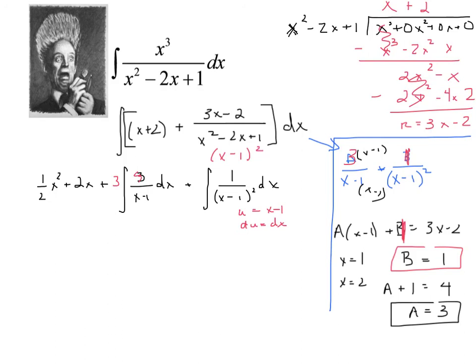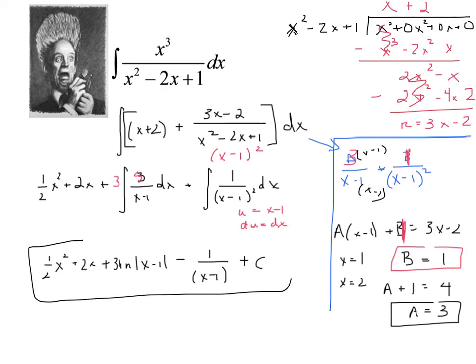So let's go through here. 1/2 x squared plus 2x plus 3 natural log of x minus 1 minus 1 over x minus 1, plus C. And how I got that was, if this was u to the negative second, raise the power to negative 1, divide by the new power, which makes it negative. So here is our integral.